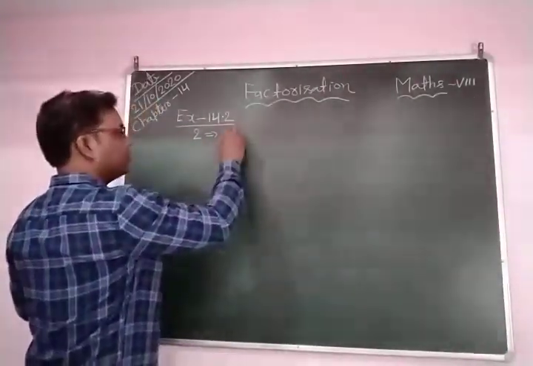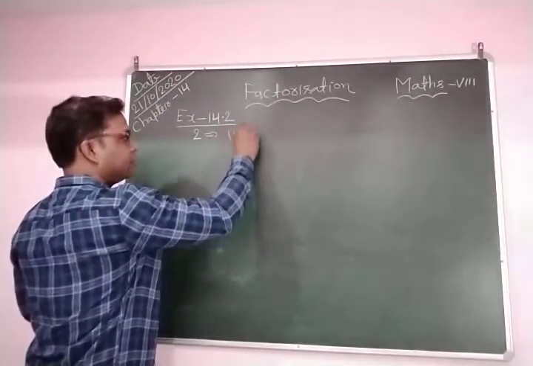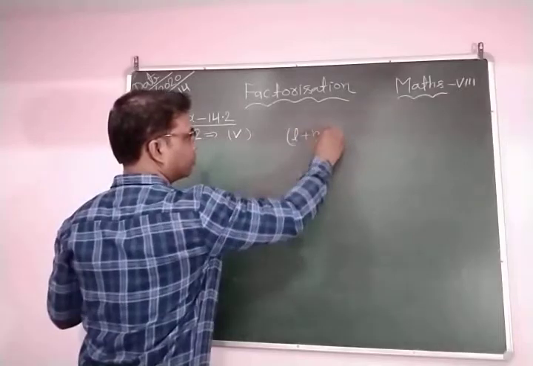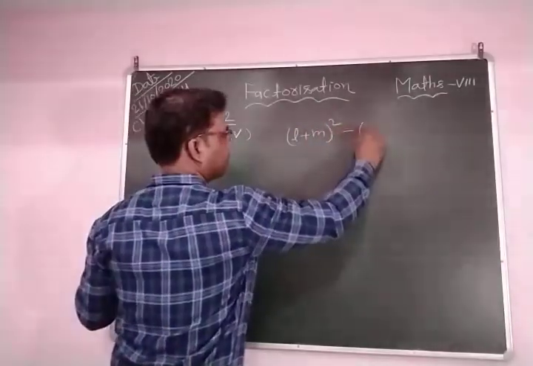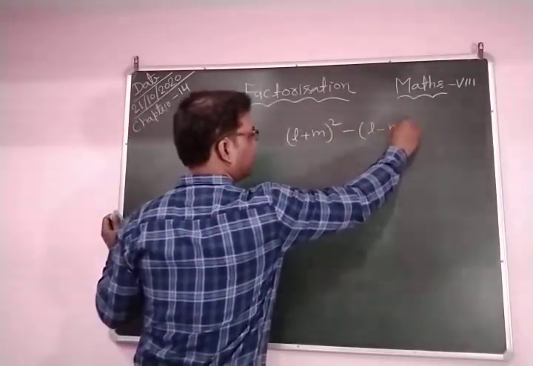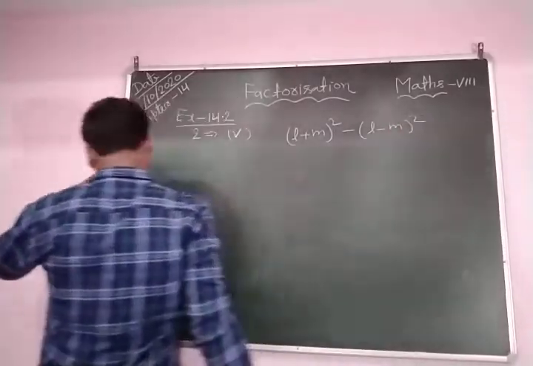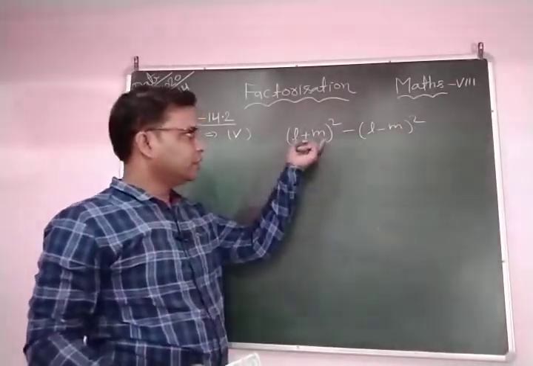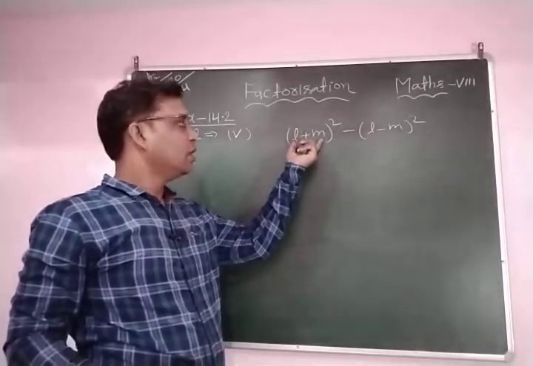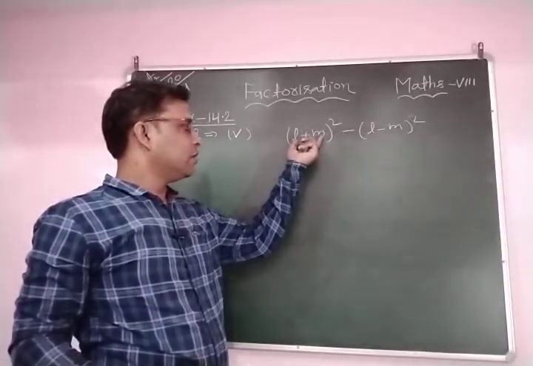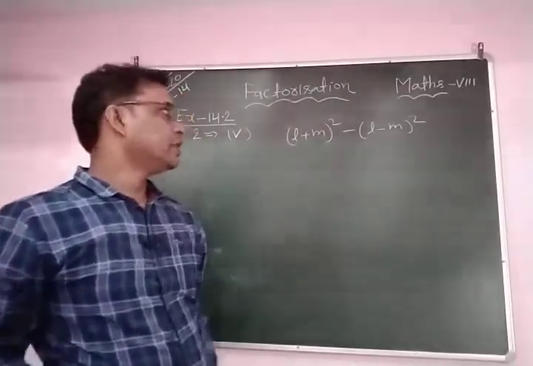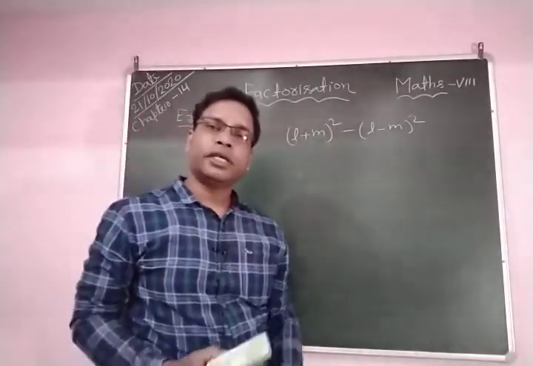In question number 2, this is the fifth part. This is given (l plus m) whole square minus (l minus m) whole square. In this question you need to find the factorization. So you can see here this is (l plus m) whole square minus (l minus m) whole square. You can use the first and second identities, or you can use the third identity.